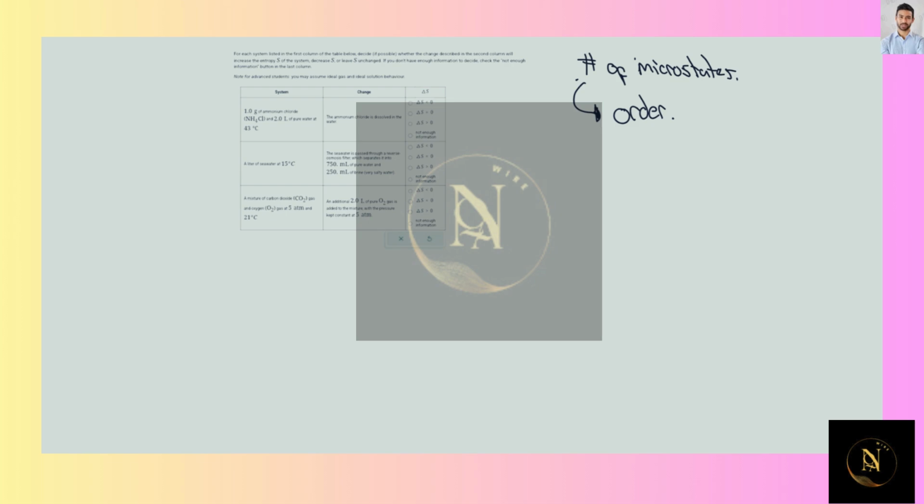So in the first case, what we're going to have is 1 gram of ammonium chloride with 2 liters of pure water at 43 degrees Celsius. So what we're going to do is to dissolve the ammonium chloride in the water. In this case, this is going to be a soluble compound, so the change of entropy is going to be positive. This is going to be a spontaneous process at normal temperature, at the temperature that is given to us.